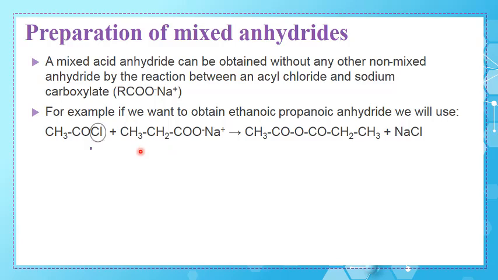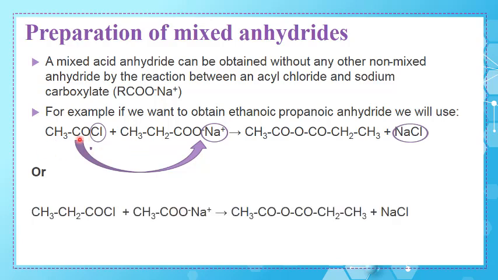Or we can use this, here is Cl and NaCl, as I said. Or we can use the following. The acyl chloride can be with 3 carbon atoms. It means it would be propanoyl chloride, and the sodium carboxylate will be with 2 carbon atoms. It means sodium ethanoate, and the same acid anhydride is obtained here plus NaCl.